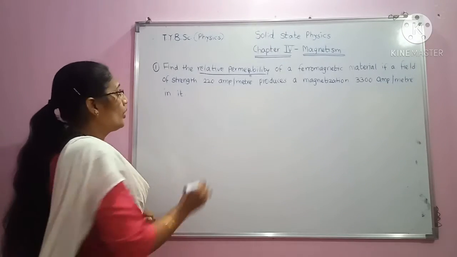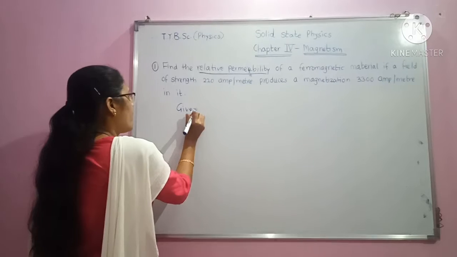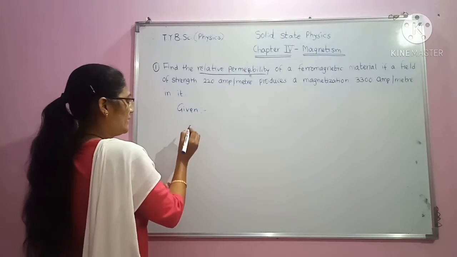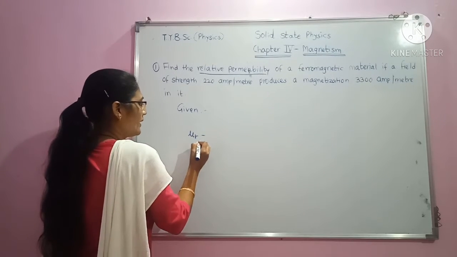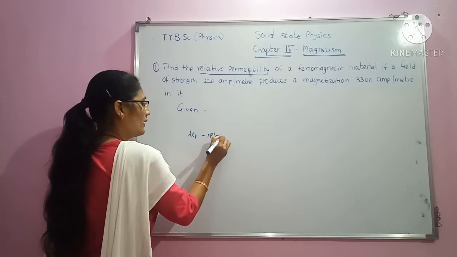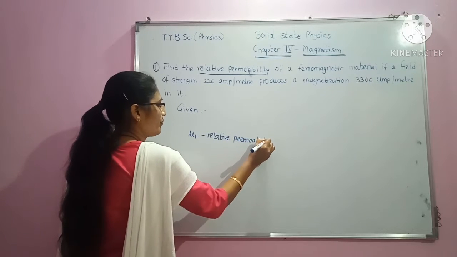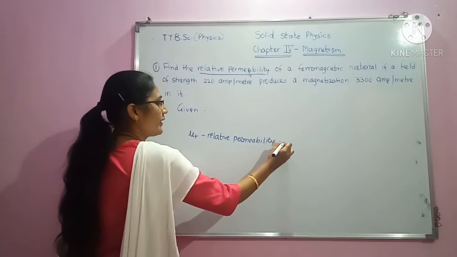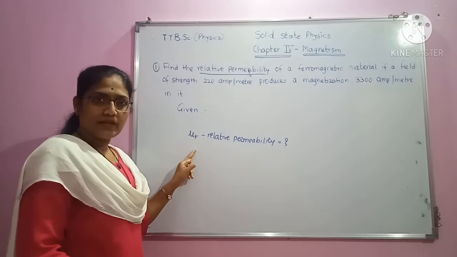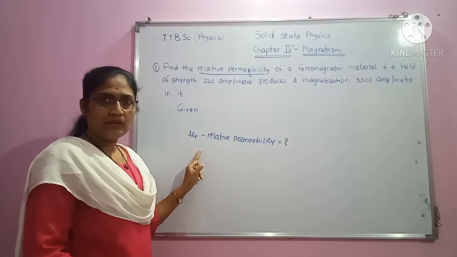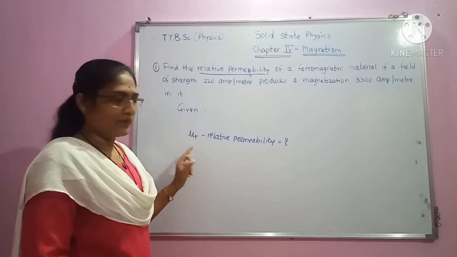In our theory lecture, we have used the notation mu r for relative permeability. We have to find out the value of relative permeability. We know that relative permeability is the ratio of permeability of the material to the permeability of free space. So, it is a dimensionless quantity.